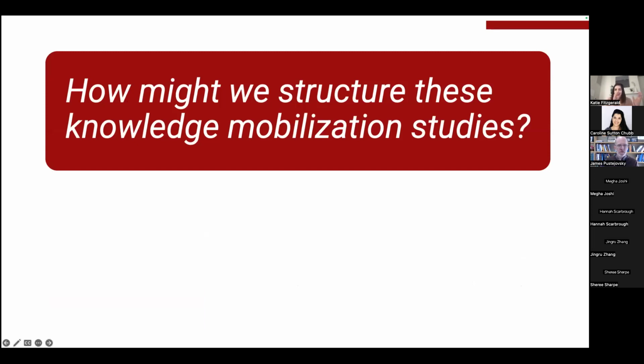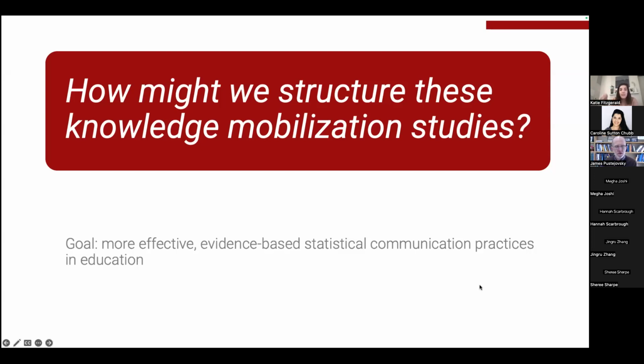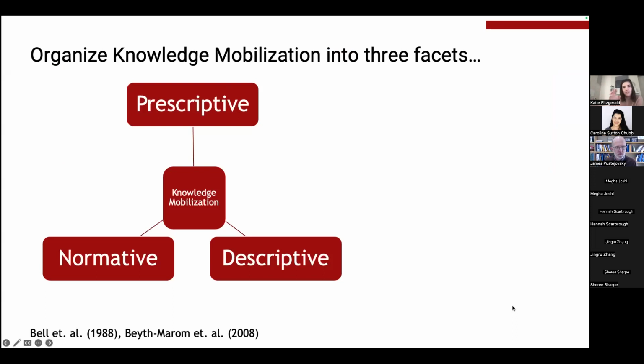And so again, if we're thinking about our particular corner of the world, our little slice of knowledge mobilization, which is how do we communicate statistical evidence more specifically? We don't do this because we think that's the most important slice of this problem, but that's just our own area of expertise. And so our goal is really, can we arrive at more effective evidence-based statistical communication practices in education? And if that's our goal, what are the types of studies, what's the type of evidence we need to move us towards that goal? And so we present a framework that we think is really useful to organize ourselves around as a research community.